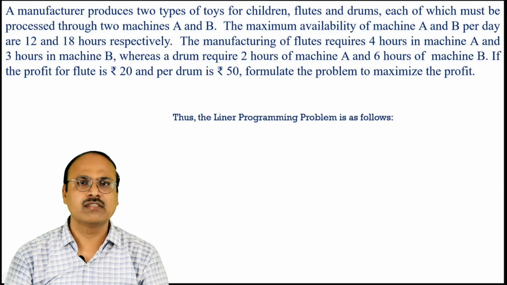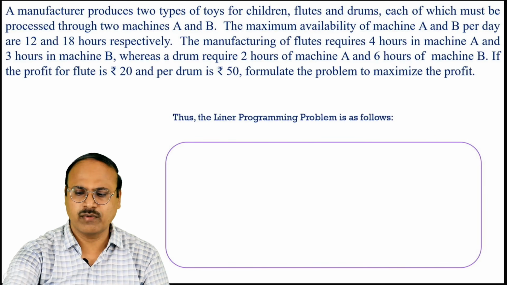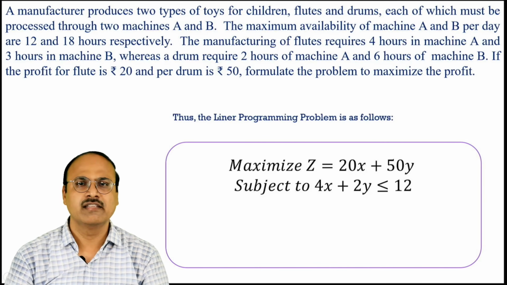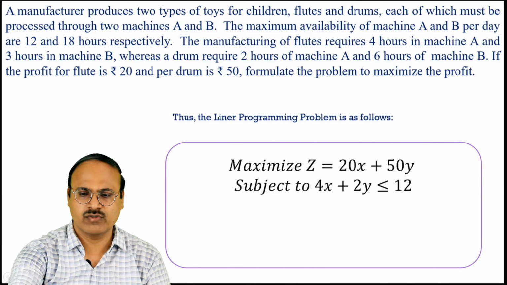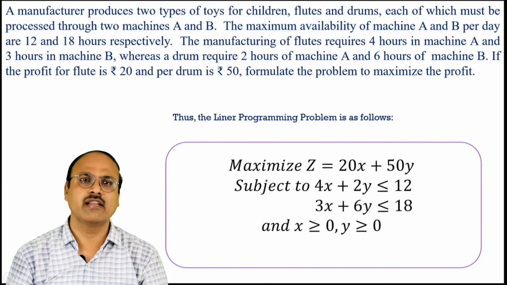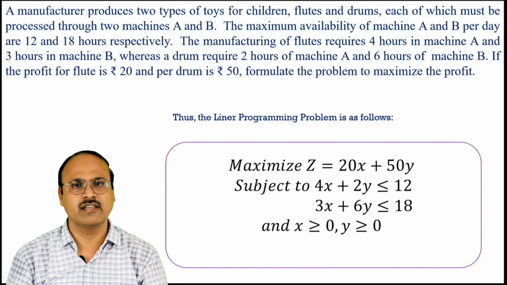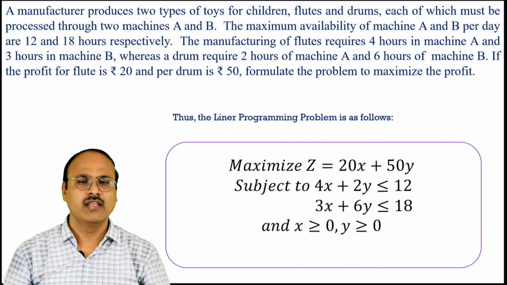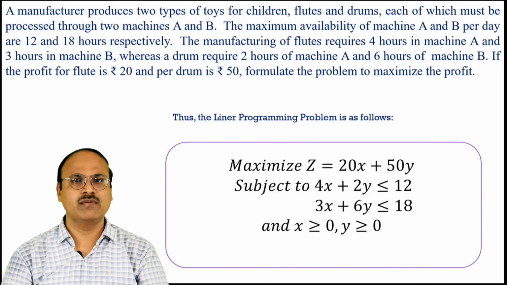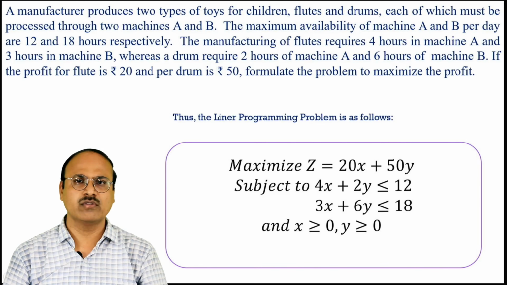So what is the linear programming problem now? The linear programming problem is: maximize z equal to 20x plus 5y subject to the first constraint, which was 4x plus 2y less than or equal to 12, 3x plus 6y less than or equal to 18, and the non-negativity conditions x greater than or equal to 0, y greater than or equal to 0. This is the formulation of the LPP. So when you are doing the problems given in the study material also, think of it in this way.